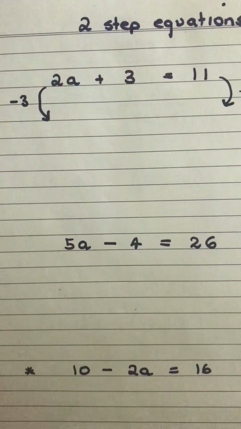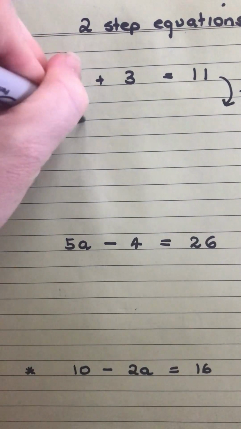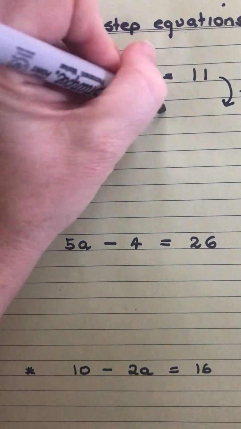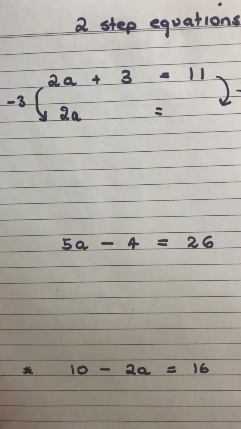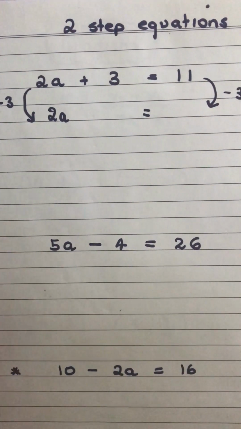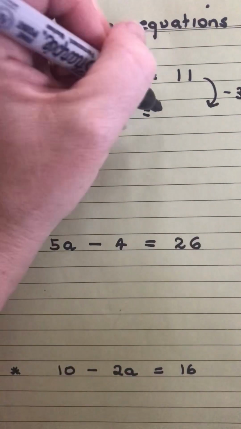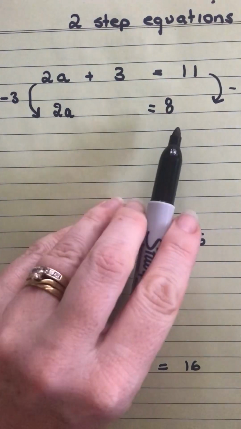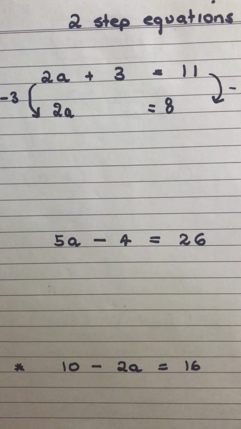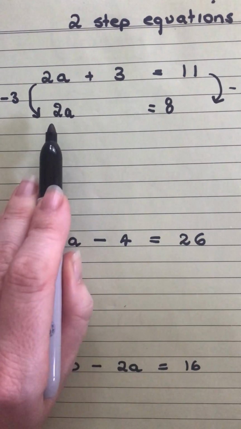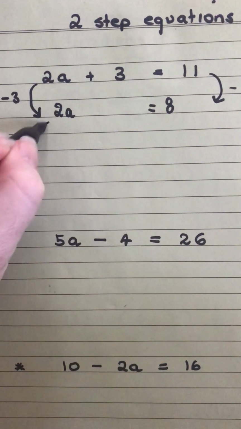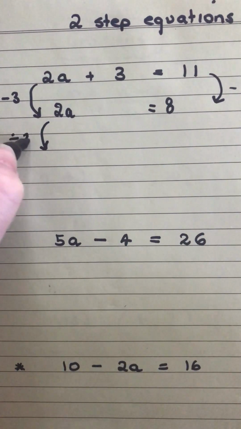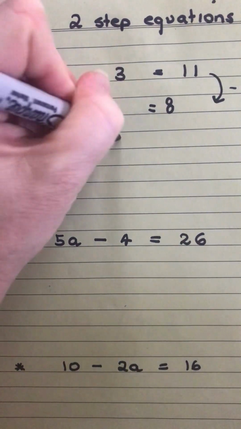So when we take away that 3, we're just left with the 2a here. Then for our other side of the equation, we've got 11 take away 3. That's going to leave us with 8. Now we've got 2a equals 8, and this is like in our previous video with the one-step equations. We've got 2 times a is equal to 8, so the opposite to that is divide by 2. And we get a is equal to 4.